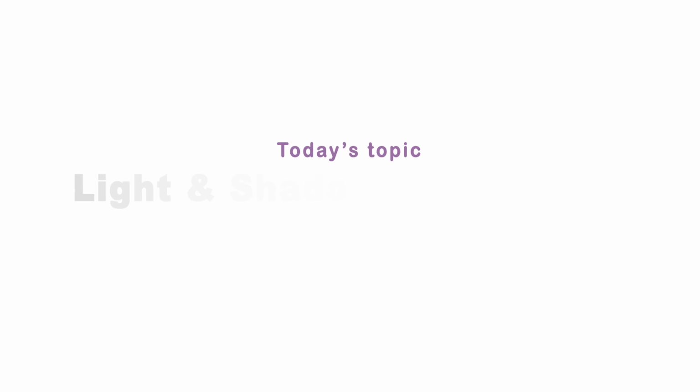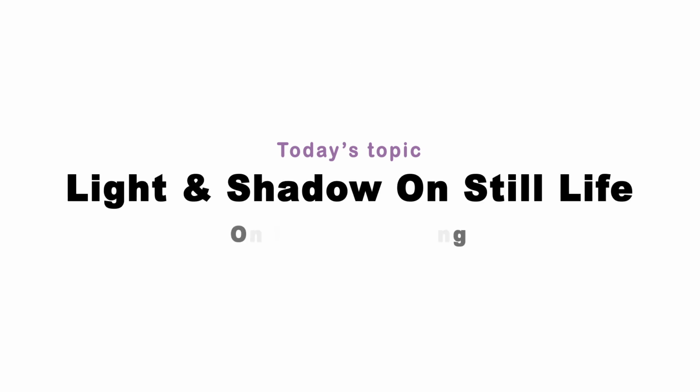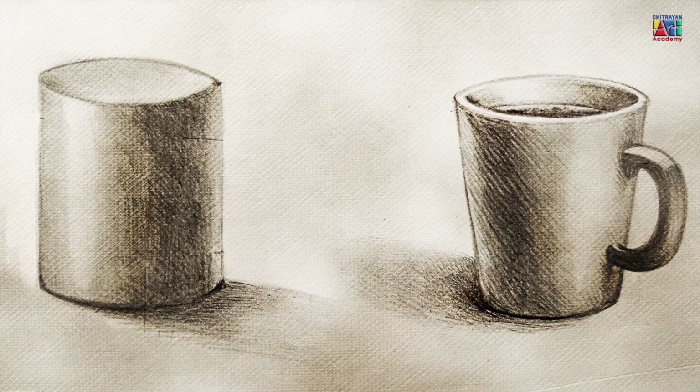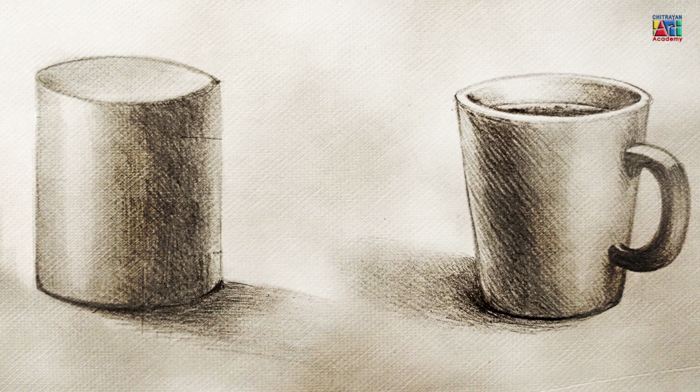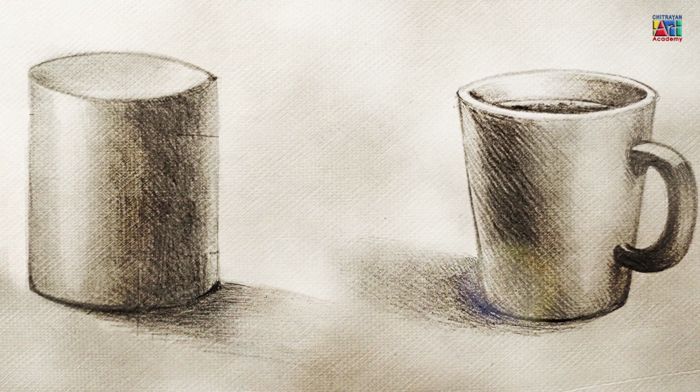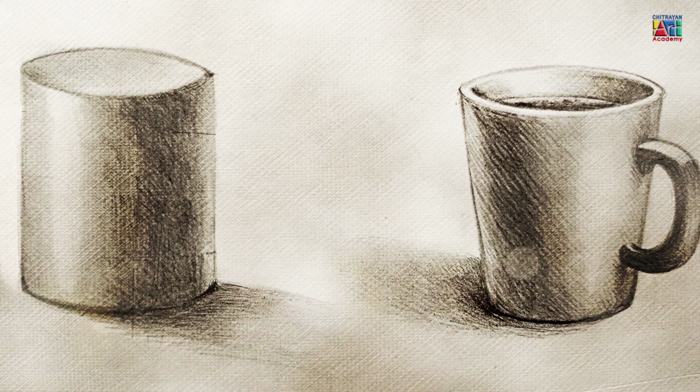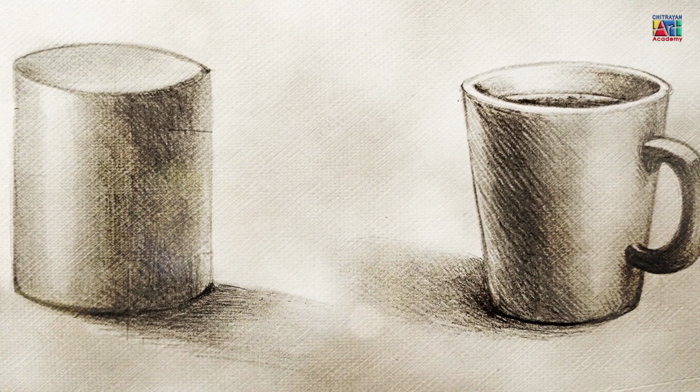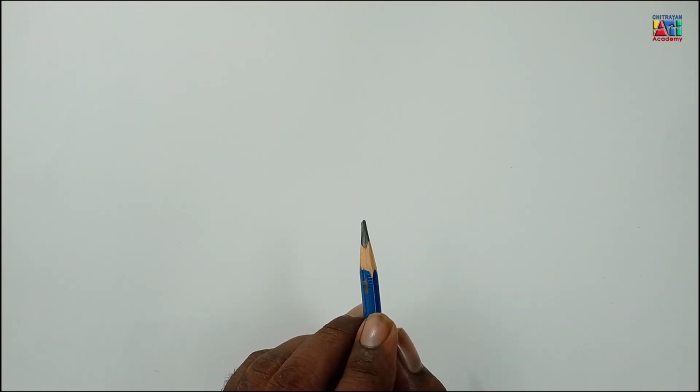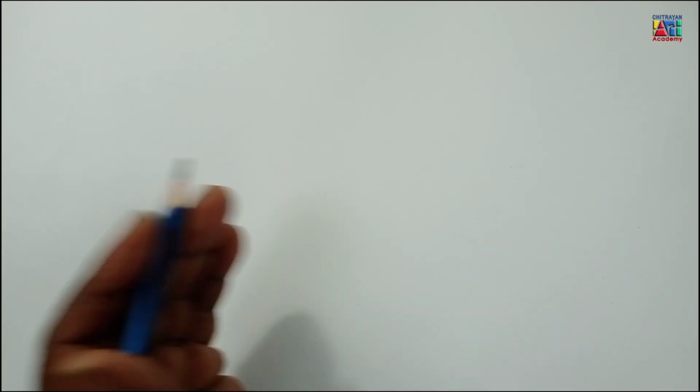Today I am going to show you how to draw light and shadow on still life. If you are following this tutorial, watch this video till the end. You can follow my drawing step by step. I want to introduce my art materials also. I use some shading pencils like 10B, and paper.